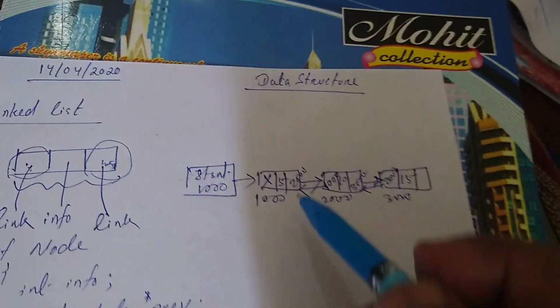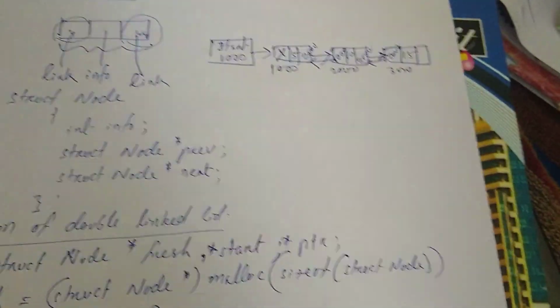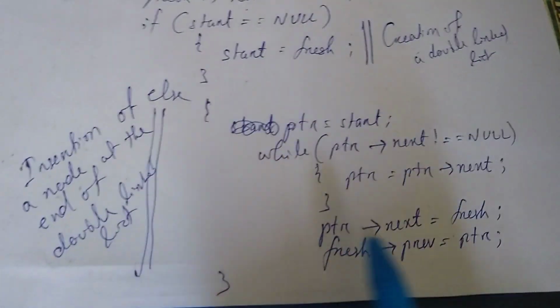Got it? In this way you can create a double linked list, and you can add nodes at the end of the double linked list.